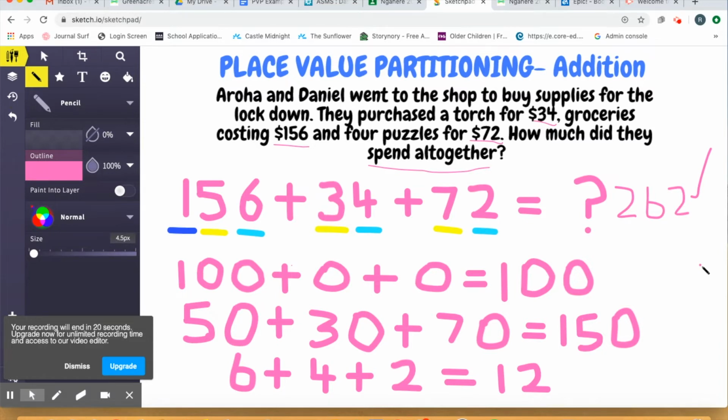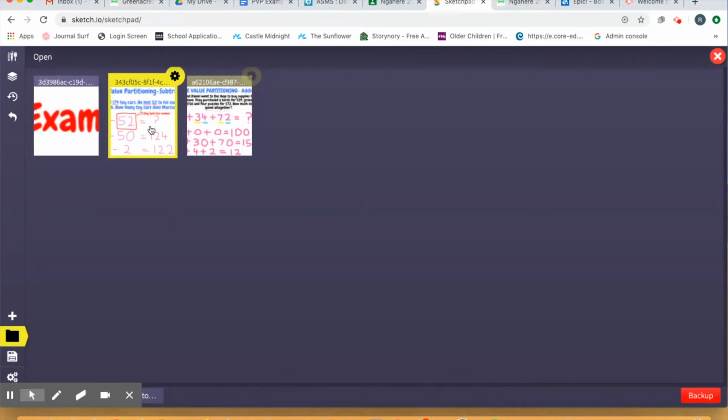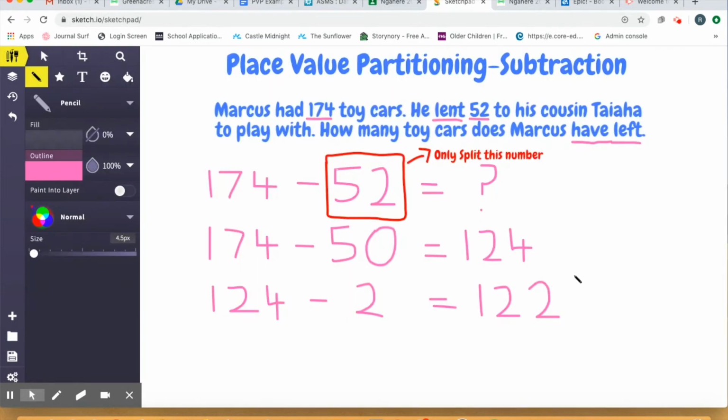Now, that's place value partitioning for addition. You break up all of the numbers that you're adding. For subtraction, it is slightly different. So I'm just going to open up my place value partitioning for subtraction here. The big difference is that when you are doing place value partitioning subtraction, you only split up the number that is being taken away.